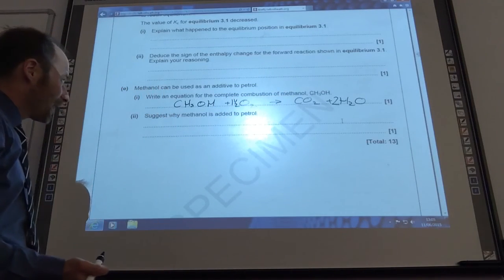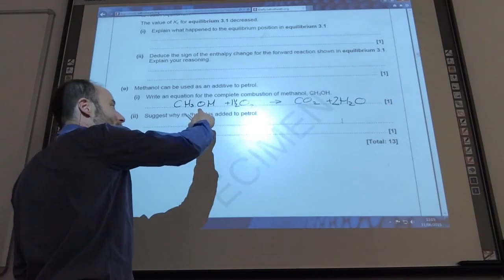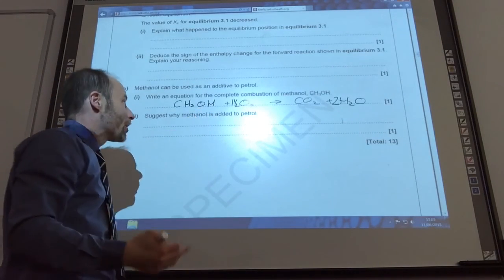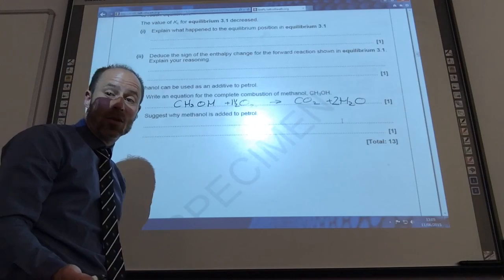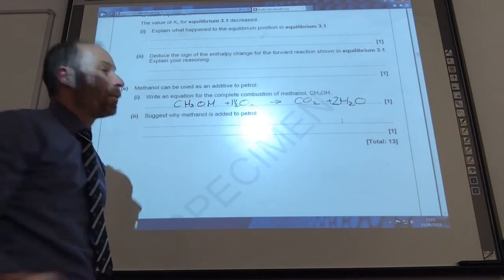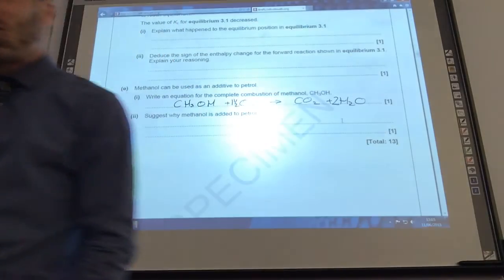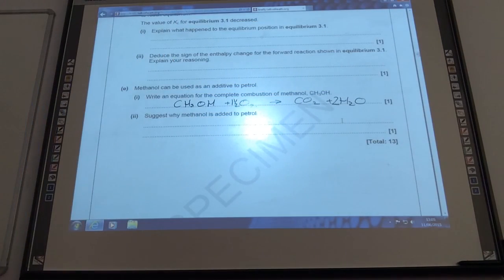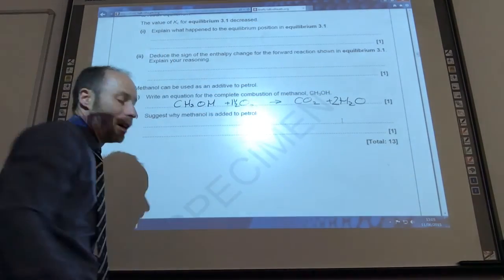Why do we reckon methanol is an attractive fuel? Well, if you have a look at it, it's got an extra oxygen in it. So compared to a hydrocarbon, which doesn't have any oxygen in it, this is going to be better. So it will promote more efficient combustion because it can supply oxygen.